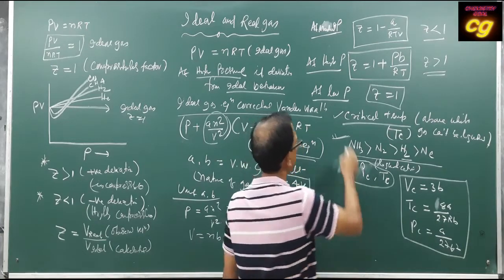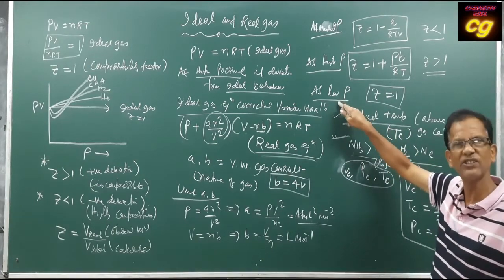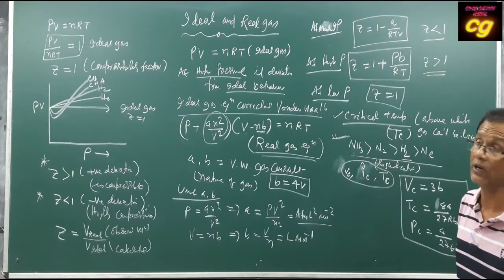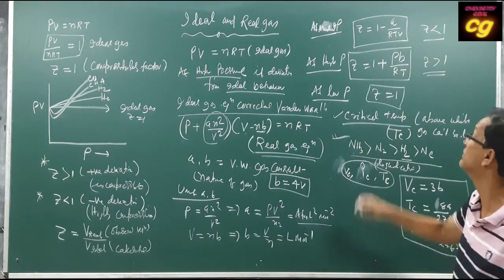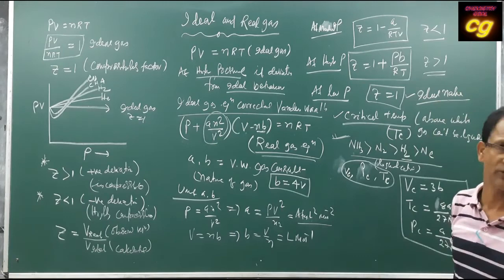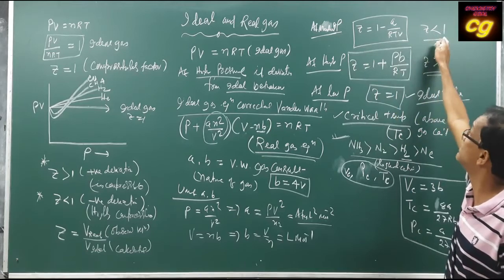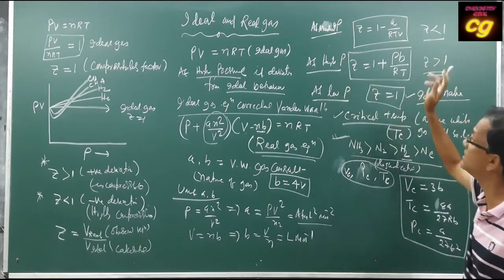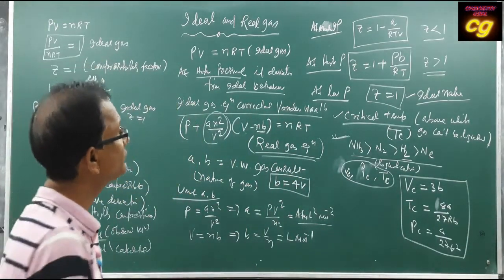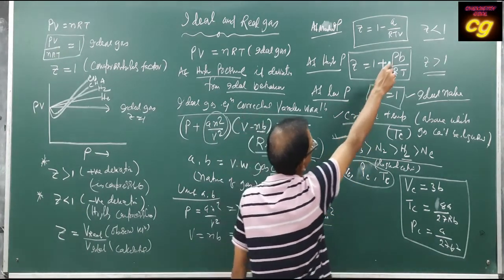This is very important. At very low pressure, the volume is very high. At high volume, what happens? There is no force of attraction between the gas molecules, Z equal to 1, that is ideal behavior. So at very low pressure, Z equal to 1. But at moderate pressure, Z is less than 1. But at very high pressure, Z is greater than 1. This is a very important relation between compression factor and the nature of the gas, related to a and b also.